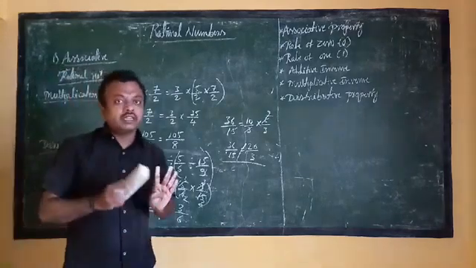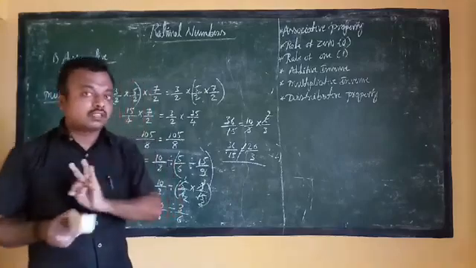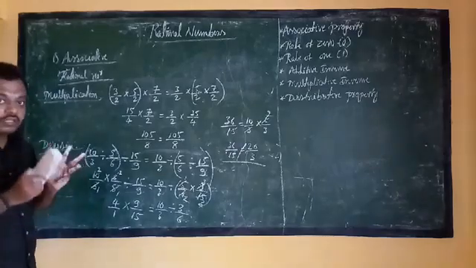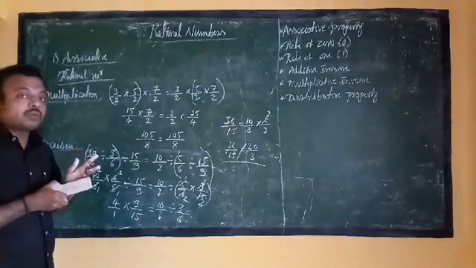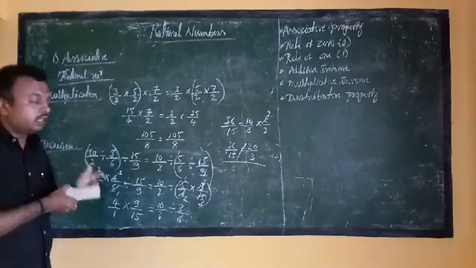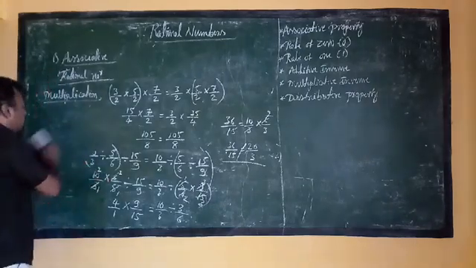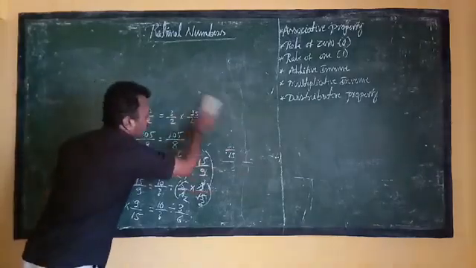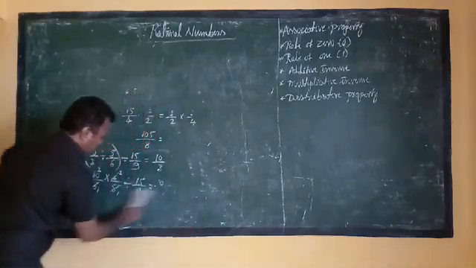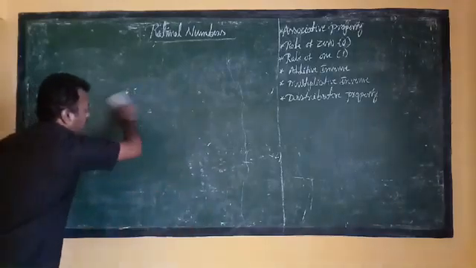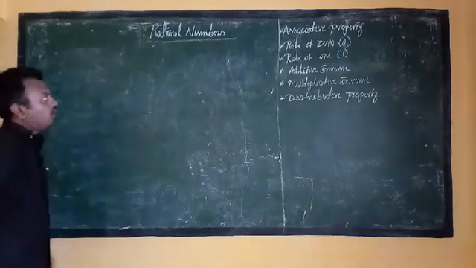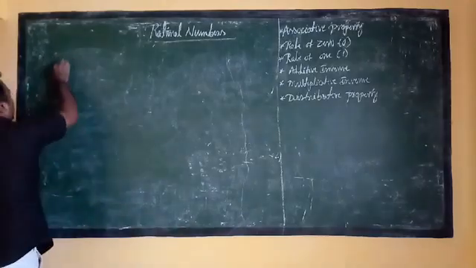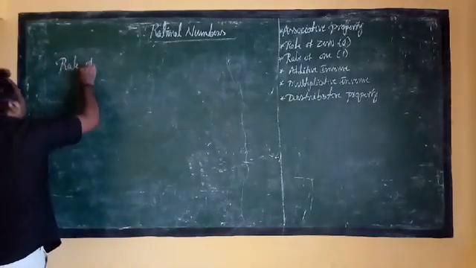So only addition and multiplication are satisfied. In subtraction and division, it is not satisfied. Understand, students? So these are the properties of the rational numbers: closure property, commutative property, and associative property. Got it? So next, the rule of 0. So the next property, rule of 0. What do you mean by the rule of 0?